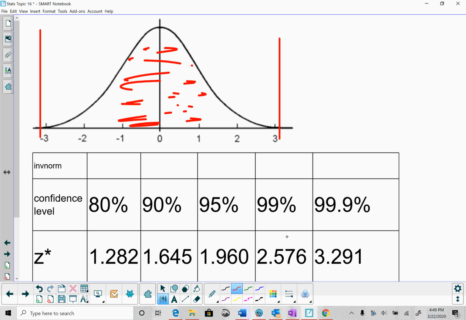The 80% isn't used all that frequently. They will be asking you from time to time for 90. 95 is fairly common. 99% is probably the second most common.